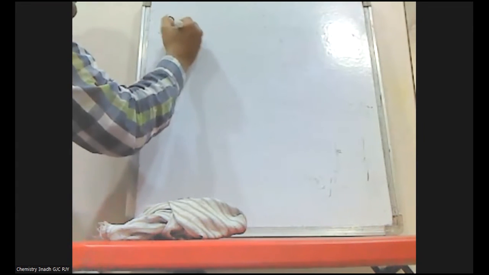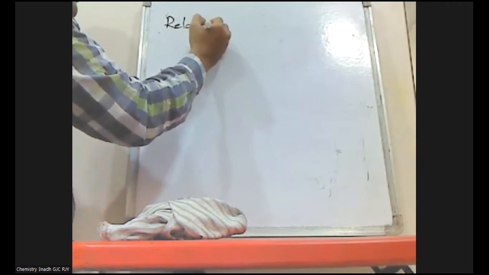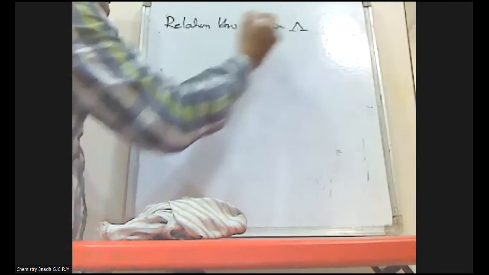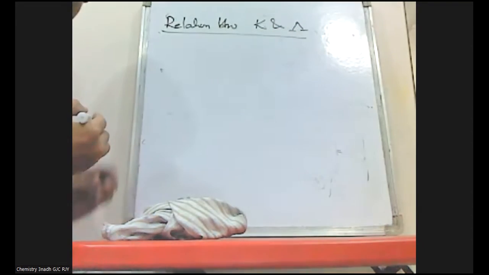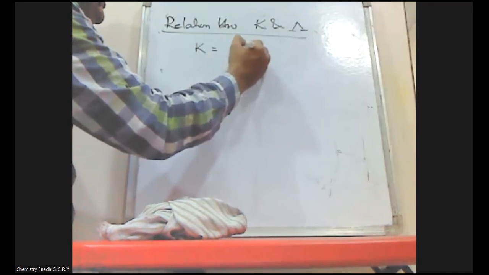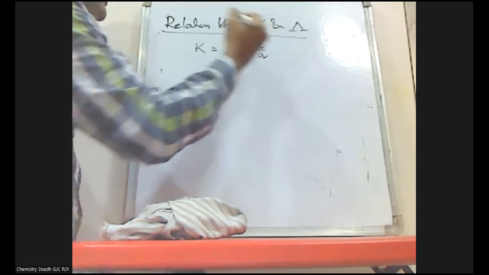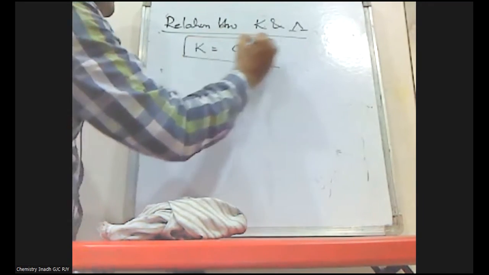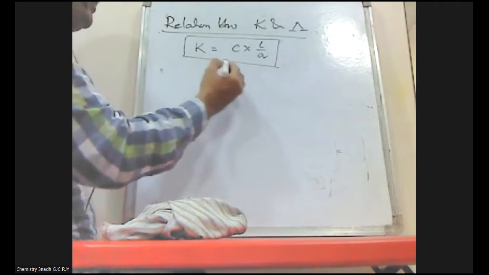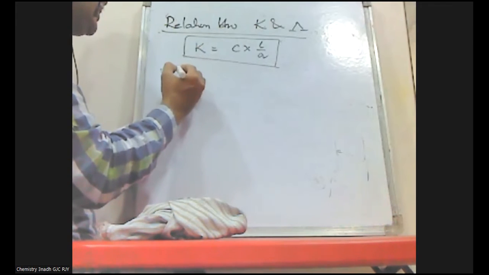Now let me discuss the relation between specific conductance and molar conductance. We know what specific conductance is: kappa is equal to C into L by A. This is the formula we know for specific conductance. Now, what is the relation between specific conductance and molar conductance?